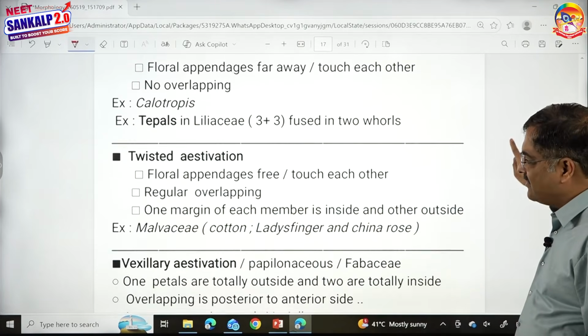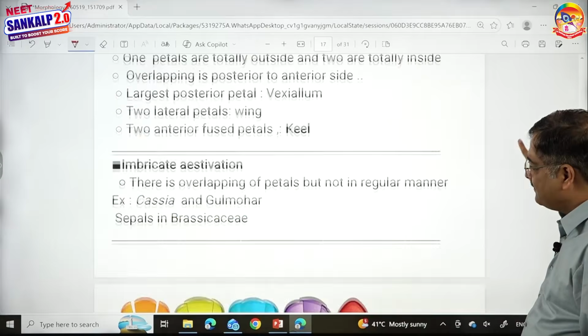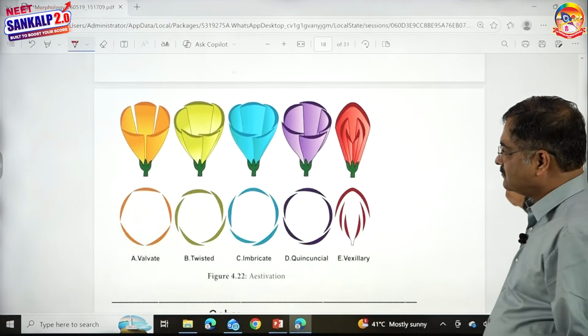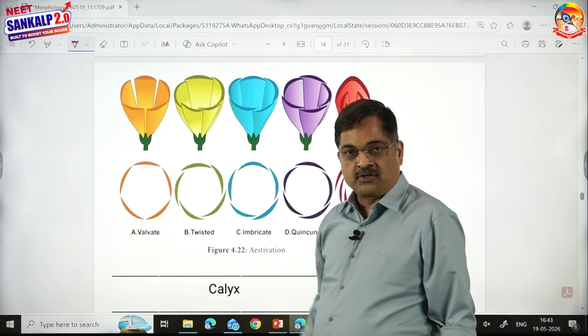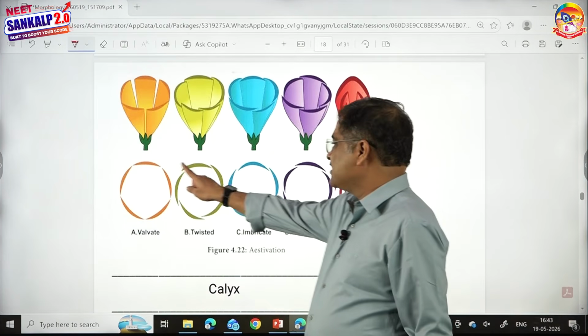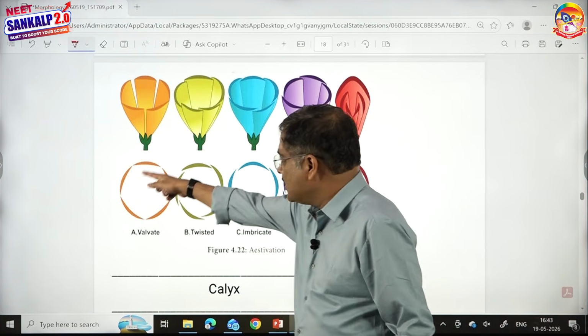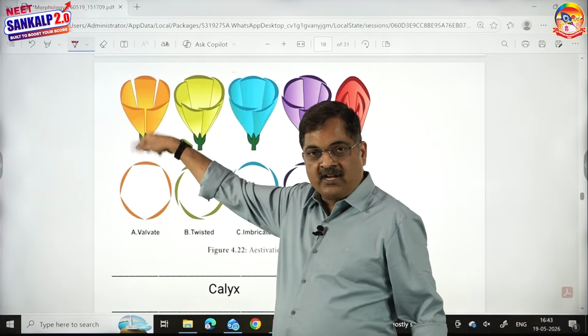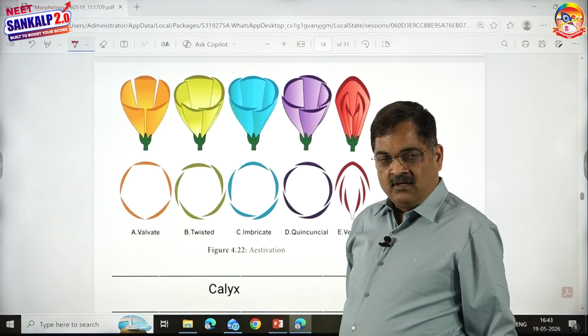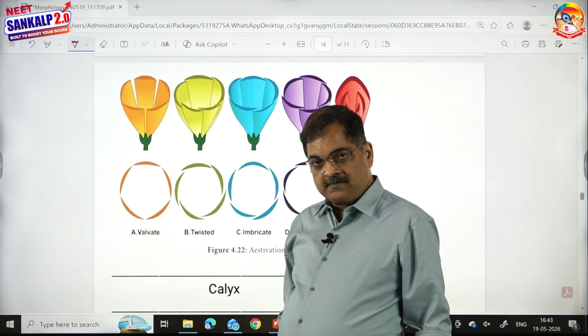Then we talk about aestivation, children. So let me show you the diagrams. That becomes easier. This is valvate aestivation. You could see the margins touching each other. When the margins touch each other or are nearer to each other, you call it, look at this diagram, valvate. Example for this is calotropis.